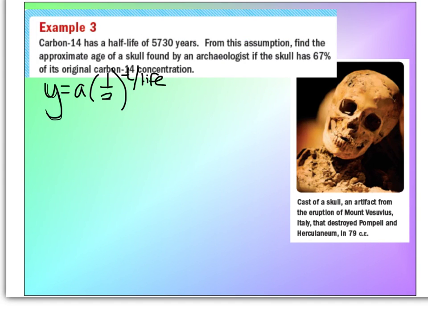So let's look at this problem. Carbon-14 has a half-life of 5,730 years. From this assumption, find the approximate age of a skull that's found by an archaeologist if 67% of the carbon-14 concentrate is left. Well, let me actually put together a table first before we do this and just kind of think through how this works.